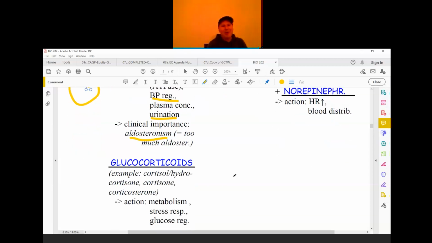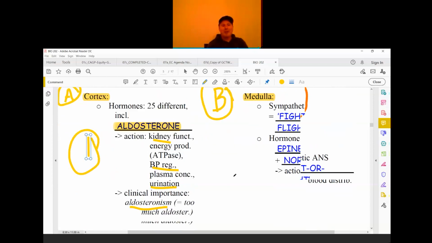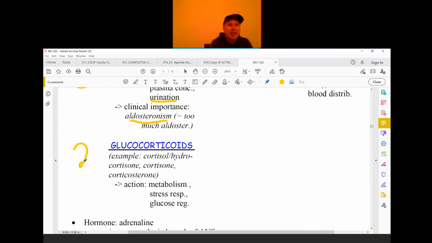The second hormone from the cortex of the adrenal gland that I wanted to mention is actually a group of hormones, and these are our glucocorticoids. So you might have heard about hormones such as cortisol or hydrocortisone, cortisone on its own, corticosterone. There's a bunch of different ones that fall underneath that. And these hormones are really the hormones that are produced in response to stress.